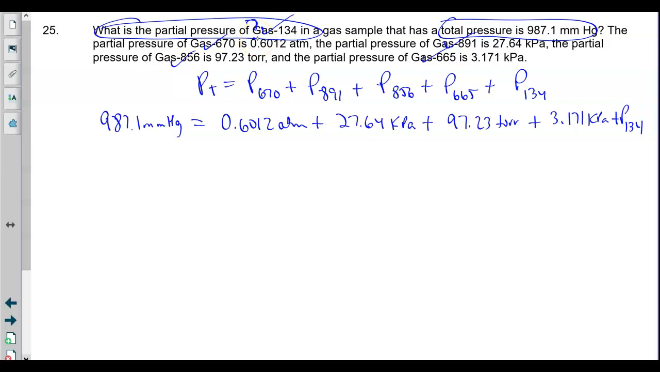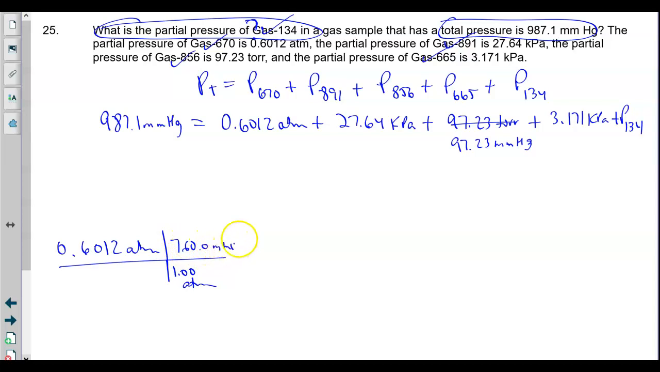Okay, so now before I can do any of this, I have to have all units the same. All these pressures have to be in the same unit. I'm going to go to millimeters of mercury just because it's the start. This is really easy because it's a 1-to-1. The rest of these will require some grids. So we're going to start with this one right here and get it into millimeters of mercury, 0.6012 atm. We know 1.00 atm equals 760 mmHg. Remember, we're getting all to mmHg.